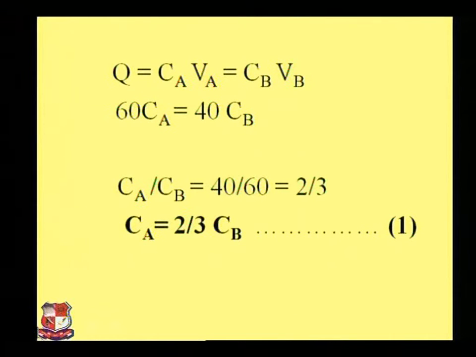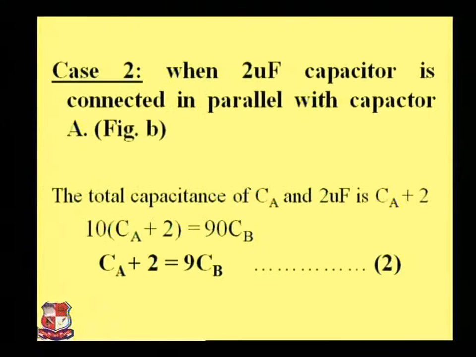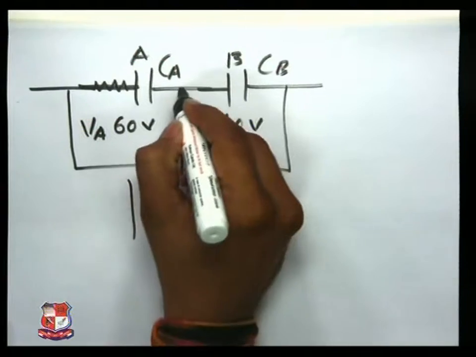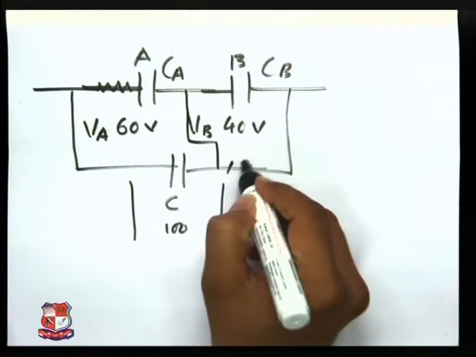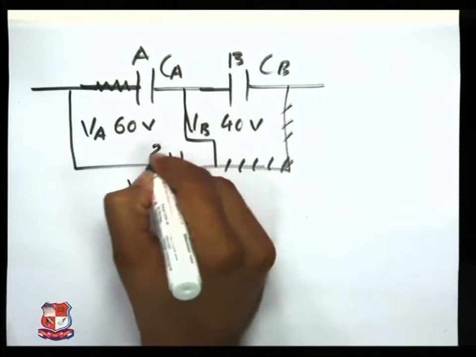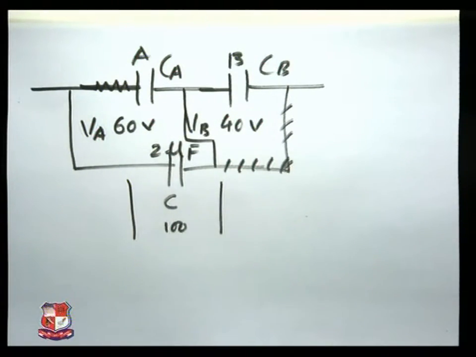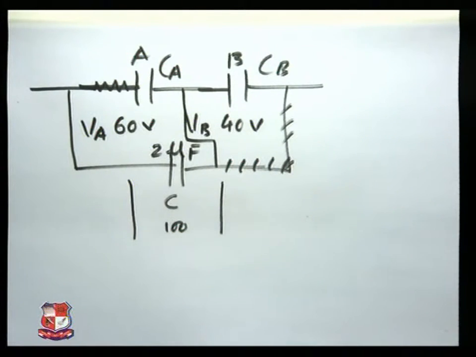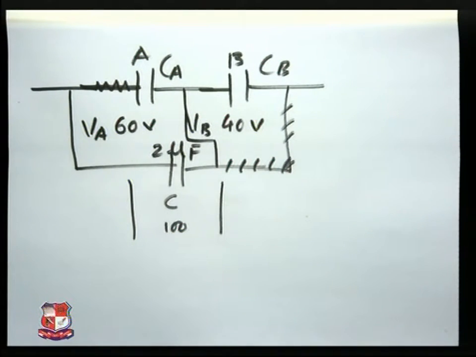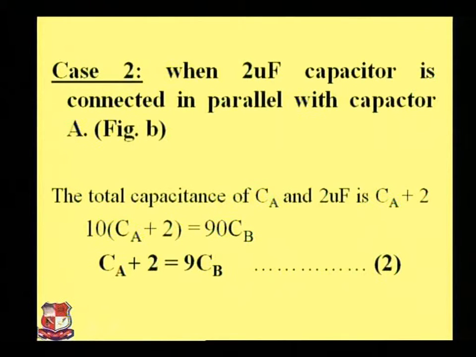Next, the 2 microfarad capacitor is connected in parallel with capacitor A. Due to that, the value of the capacitance becomes Ca plus 2 microfarad, since these are in parallel.